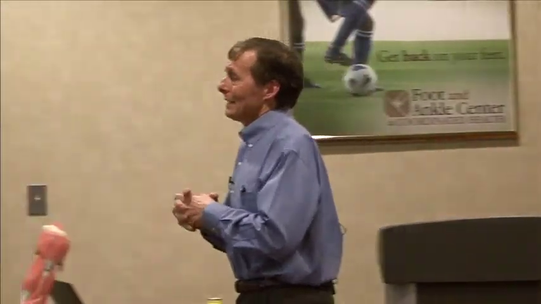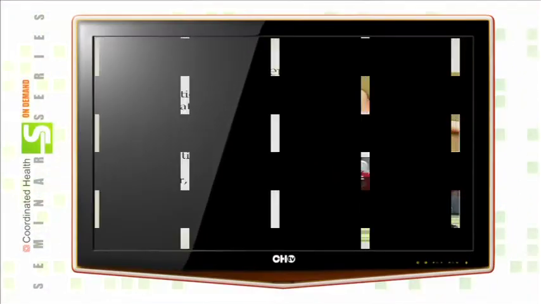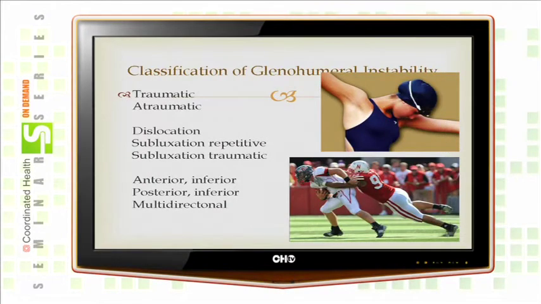I use these two athletes as an example because this swimmer has shoulder instability, and so does this football player, but the injuries are totally different. Hers is based on overuse, hyperflexibility, and this is more of a traumatic injury. So when we look at injuries, we look to see if they're traumatic, like the football player, or atraumatic, like the swimmer.